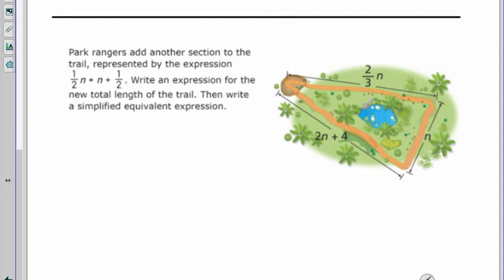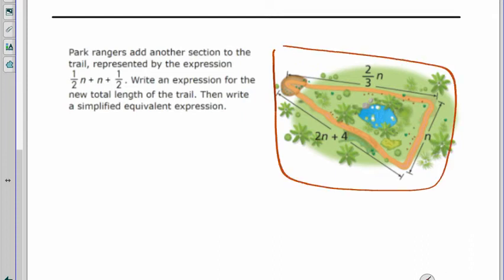All right, this next section, we're going to add another section of trail. So this is my old section of trail from before. Now I'm going to add another section of trail that's represented by 1/2 n plus 1/2. And if I combine like terms, I have 1/2 n, and then I have really a 1n there. So that's 1 and 1/2 n plus 1/2. And I'm going to add that to the previous trail.